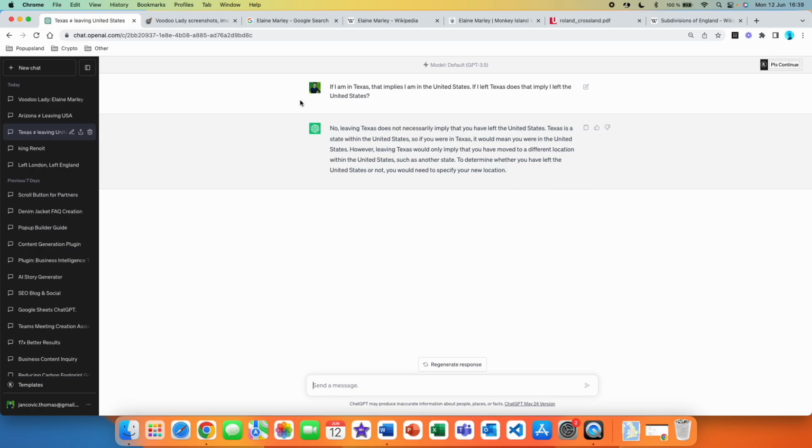So here, ChatGPT knows about the geographical location and how to determine whether you are in the United States. So you would expect a similar answer to the London and England example. I went ahead and double checked with Arizona, and once again, I got the same answer, that no, leaving Arizona does not necessarily imply that you left the United States. If you leave Arizona, you may simply be traveling to a different state within the United States. To leave the United States, you would need to cross international borders, such as traveling to another country.